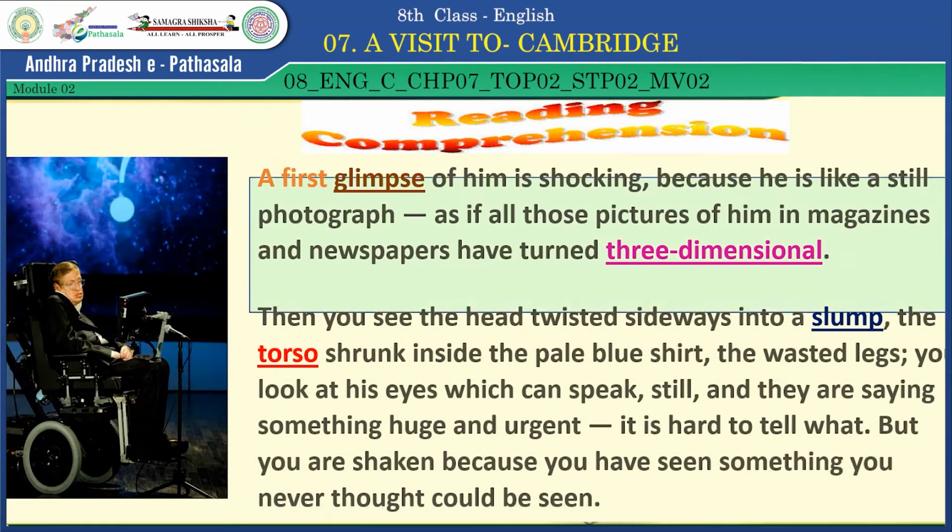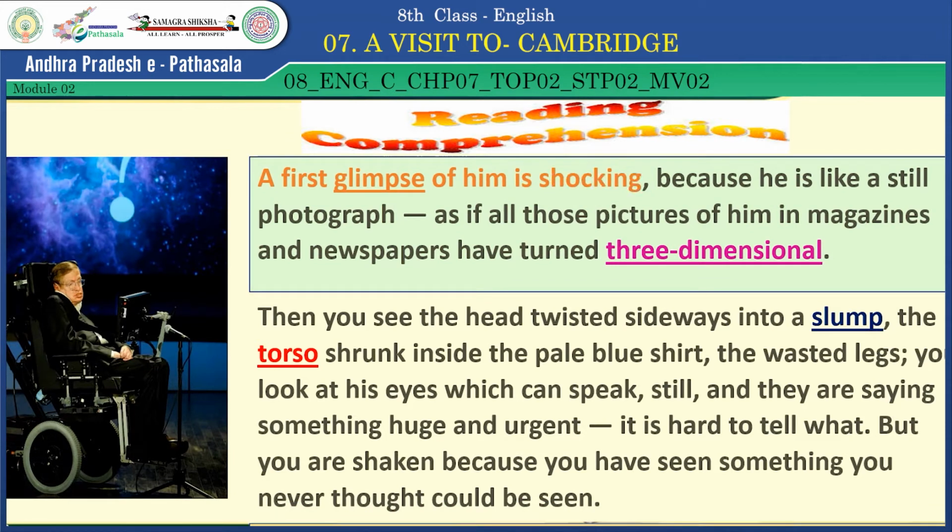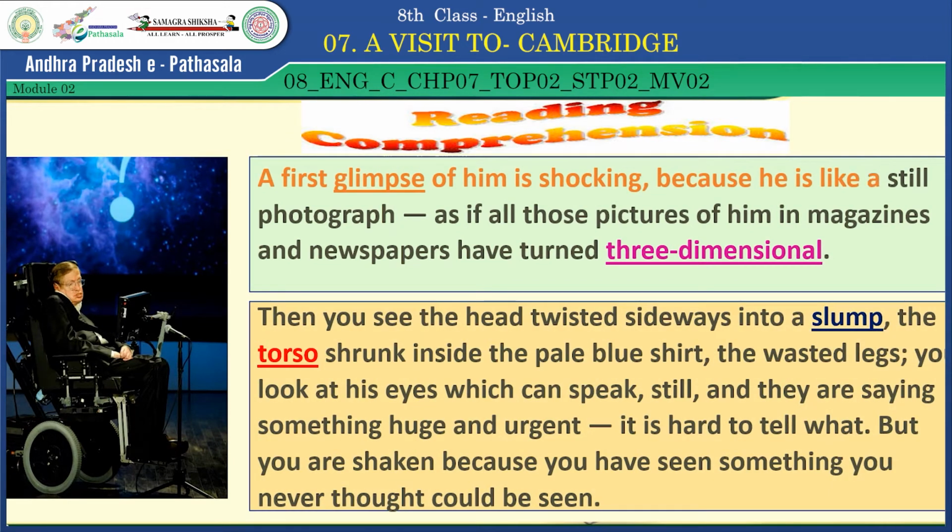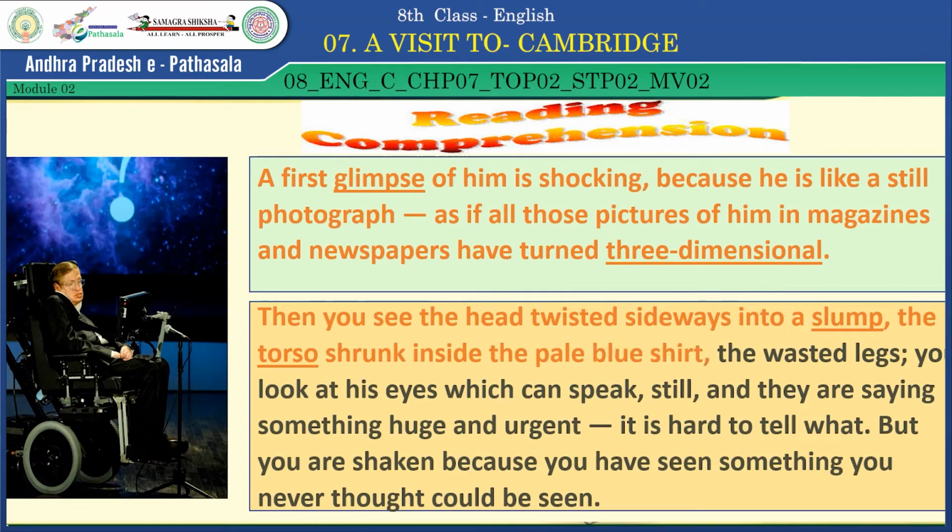Children, let's continue the next part of the text. A first glimpse of him is shocking because he's like a still photograph, as if all those pictures of him in magazines and newspapers have turned three-dimensional. Then you see the head twisted sideways into a slump, the torso shrunk inside the pale blue shirt, the wasted legs. You look at his eyes, which can speak still, and they are saying something huge and urgent. It's hard to tell what, but you're shaken because you have seen something you never thought could be seen.